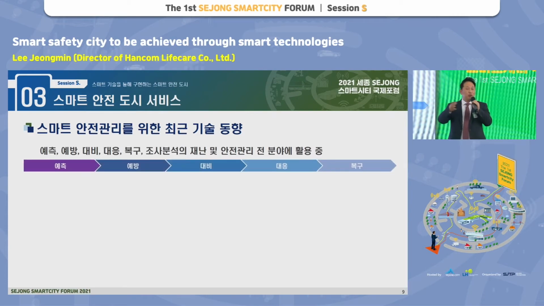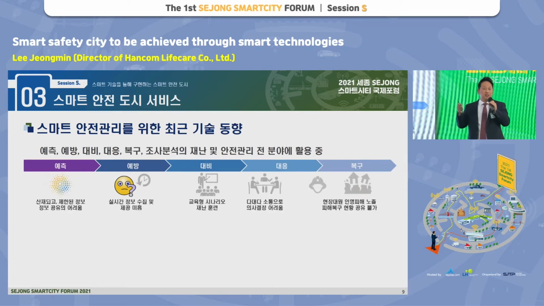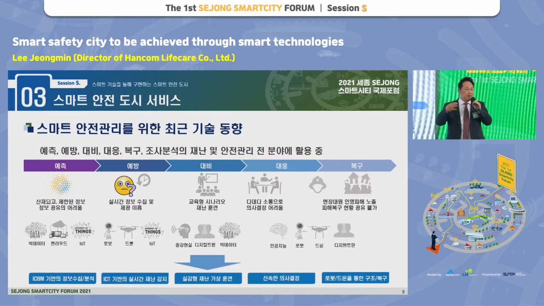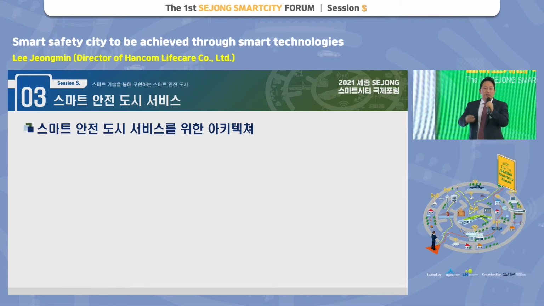So let me look at the latest trends of smart safety management: predictive prevention, preparedness, response, recovery, and research analysis. In all of these areas, smart technologies are used. The information is collected and analyzed, and disasters and accidents are detected in real time based on ICT. Virtual training or drills can also take place, which will affect citizens practically, so that it will lead to swift decision making.